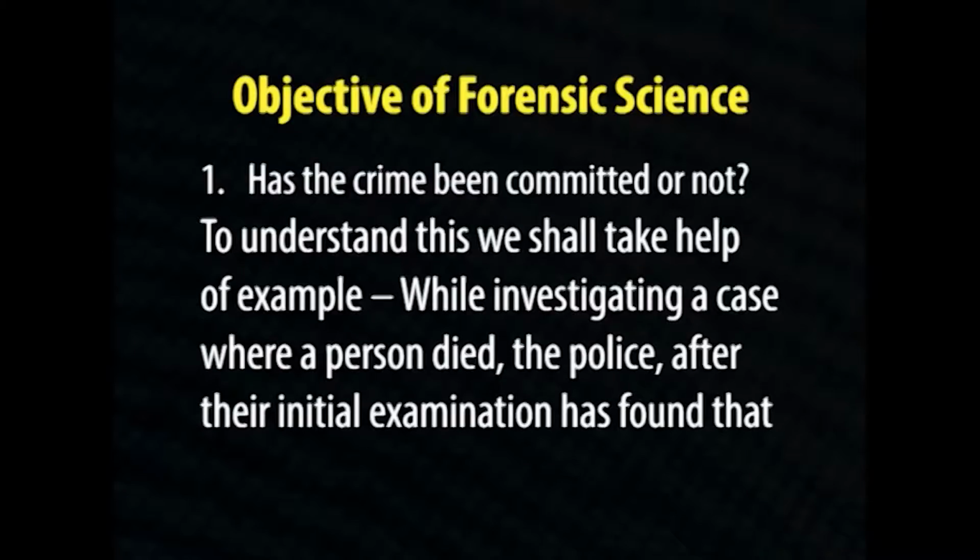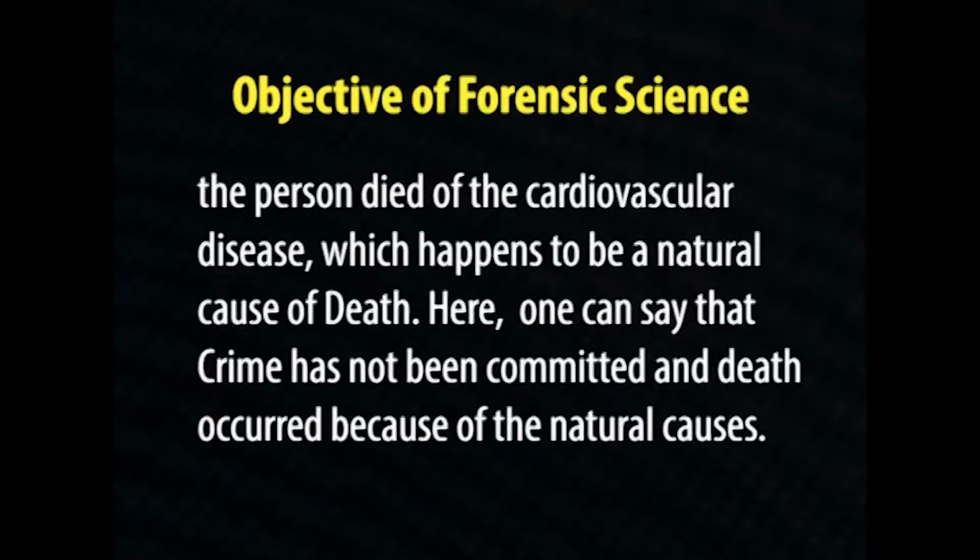Now we shall study the objectives of this domain. Number 1. Has the crime been committed or not? To understand this, we shall take help of an example. While investigating a case where a person died, the police, after their initial examination, have found the person died of a cardiovascular disease, which happens to be a natural cause of death. Here, one can say that crime has not been committed, or death occurred because of natural causes.